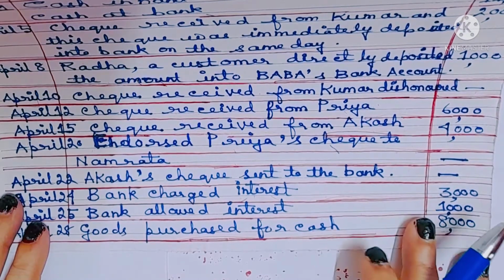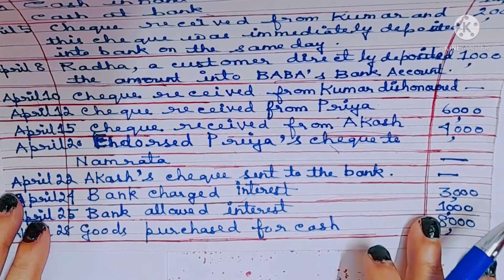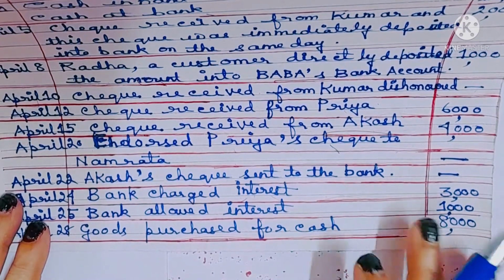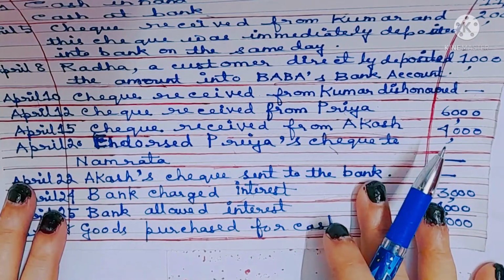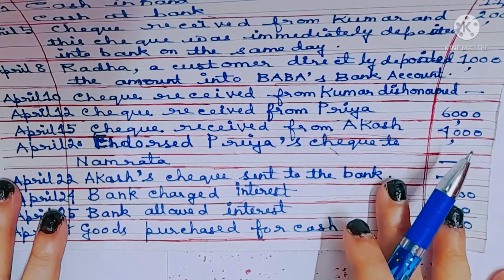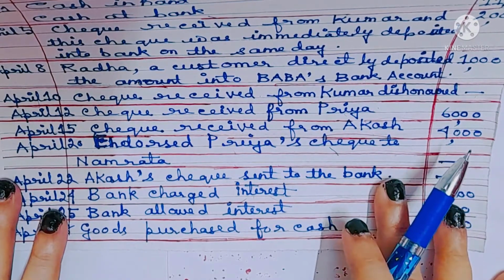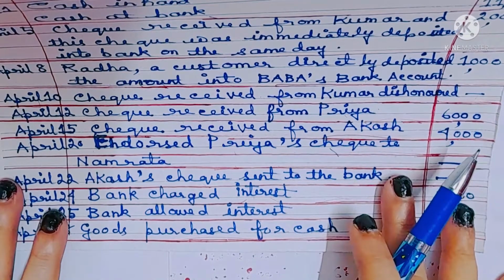but not deposited into bank, and check received but not deposited into bank, but after a few days the check is endorsed to another person. Okay, I've chosen almost all the banking transactions here apart from contra, because I've already explained in many videos what is contra and how to prepare contra entries.